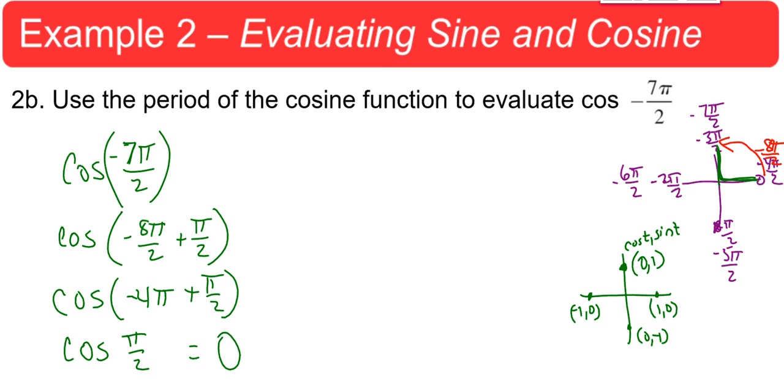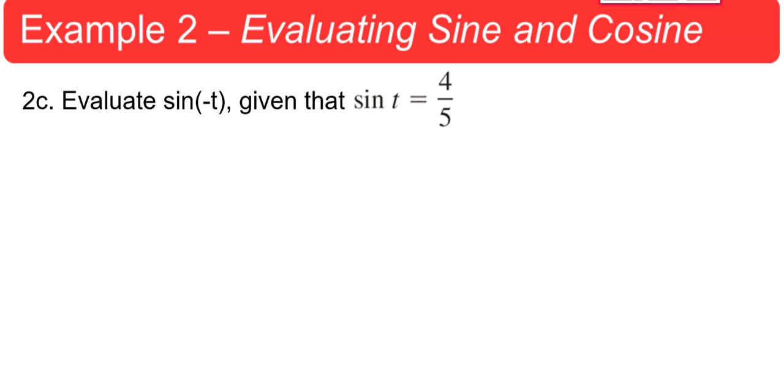Now, 2C is a different kind of problem. This says evaluate sine of negative t given that sine of t equals 4/5. So notice here we do not know what the angle is, but we do know that the sine is positive 4/5. And so let's think about that as we go. We know that sine is odd because this is negative t and this is positive t. So sine is odd, and that means f of negative t is equal to negative f of t.